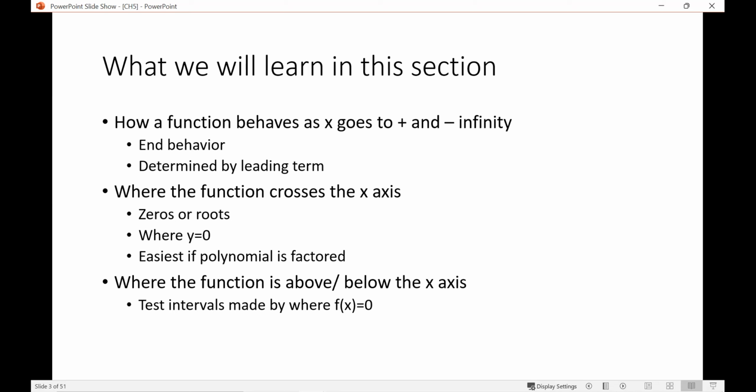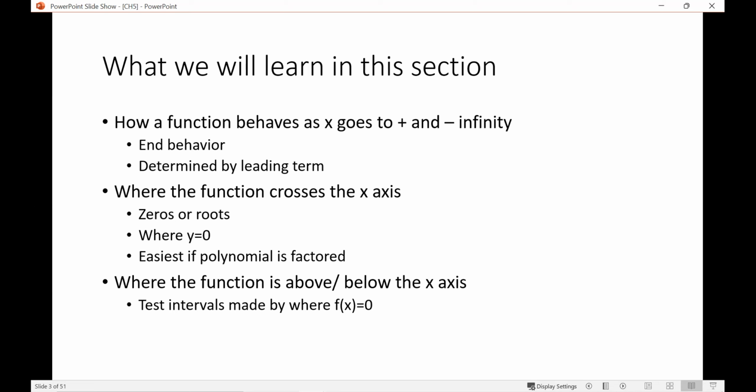We're also going to find where the function crosses the x-axis. These are called the zeros or the roots. Okay, this is where y equals 0. Remember, that's what the x-intercept is. It's where y equals 0. This is easy to see if our polynomial is completely factored, which is why we need to know how to factor these higher degree polynomials.